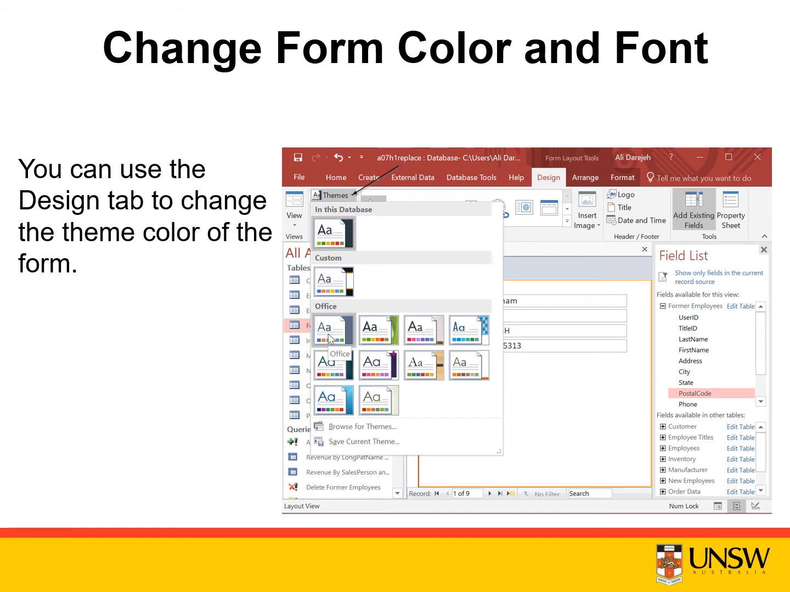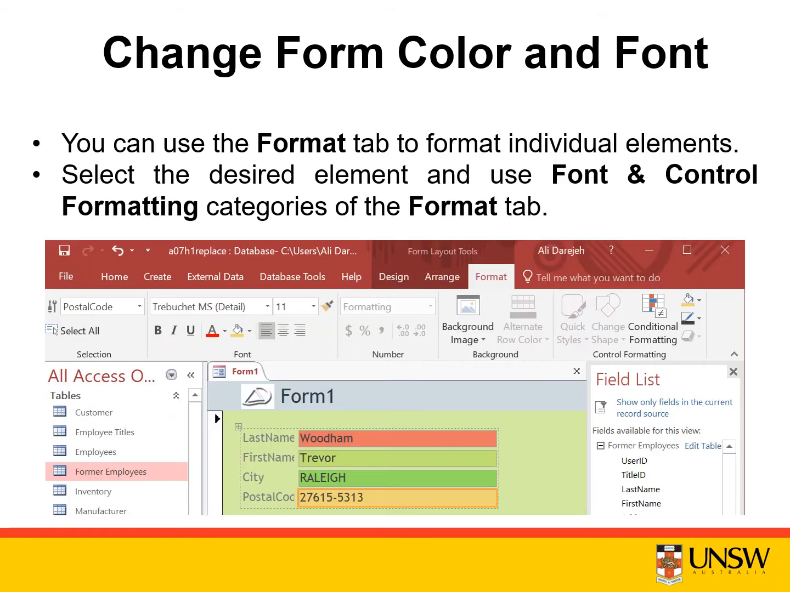In order to change the color and the font style of the form, you have two options. The first option is using the theme feature that changes the color and font of all the form elements, and the other option is using the Format tab to change the format of only the desired elements. In order to change the format of a specific element, click on that element and use the Font and Control Formatting categories of the Format tab. Watch the Form Settings demo in the next slide.